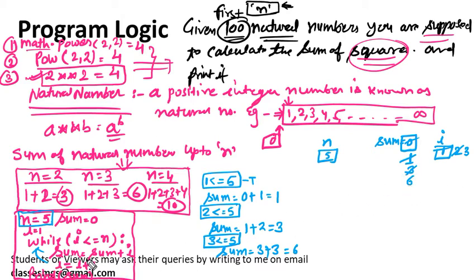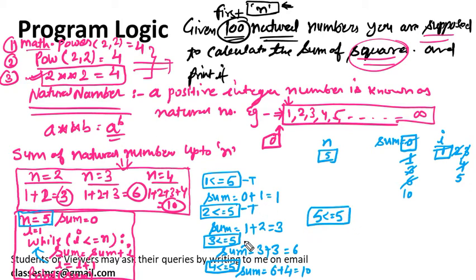Next, i equals i plus 1, so i becomes 4. Now again the loop will execute. 4 is less than or equal to 5, the condition is again true. Sum equals sum plus i: the sum value is 6, plus the i value 4, so 10, and the sum value will become 10. Then i will again increment, the i value is 5, and 5 is less than or equal to 5, so the condition is again true.